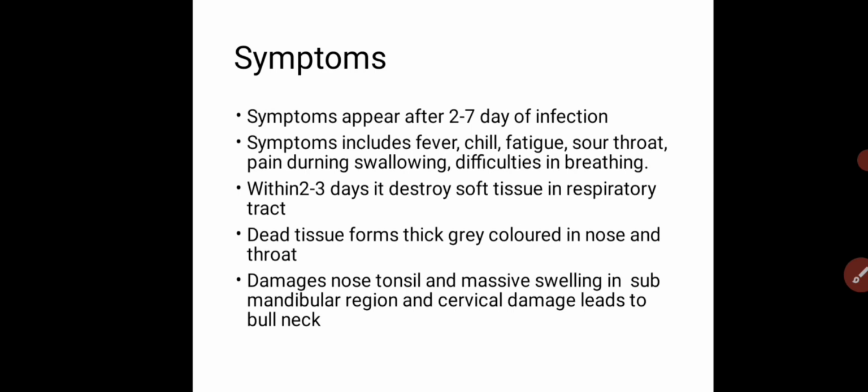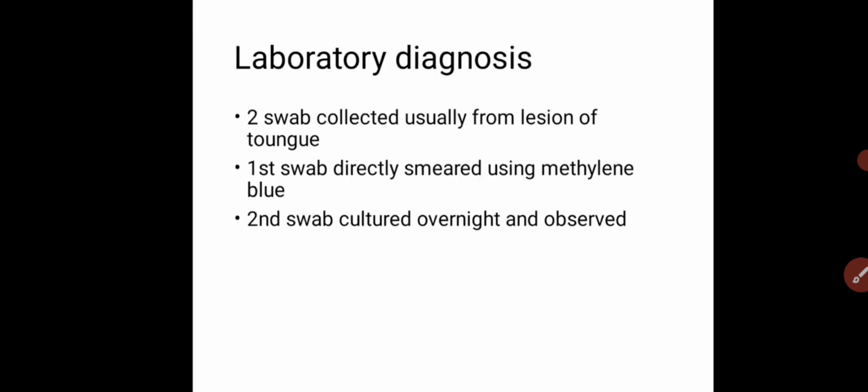The dead tissue from the damage of the soft tissues forms a gray colored thick mucus which is present in the nose and throat. So it damages the nose and tonsils, and massive swelling in the submandibular region can also be seen, and cervical damage leads to bull neck. The transmission can occur through air, cough, sneeze, and skin contact.